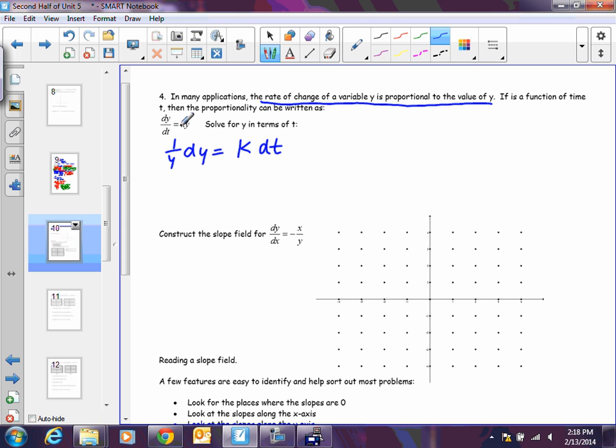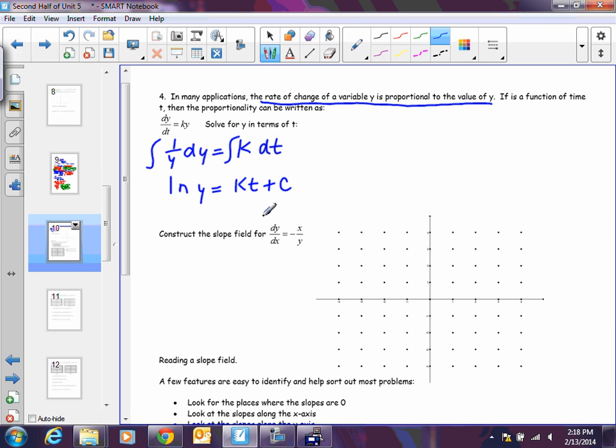k here is just some constant, kind of like c. And then I would integrate. That would become natural log y. Now k is a number. So what's the antiderivative of the number k? It's going to be k times t. Not k squared, or 1/2 k squared. k is a number, so I've got to treat it like a number.